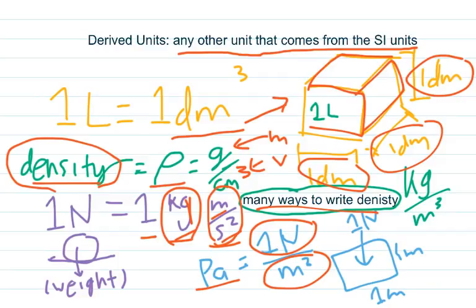Well, pressure is just the amount of force there is per square meter. That's why it's 1 newton per square meter, because we are trying to find the pressure, which is the force applied on a certain area. So we won't get into that any further, but that's just an example of derived units.